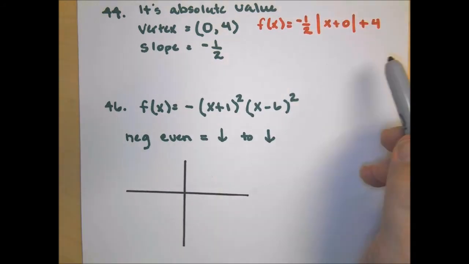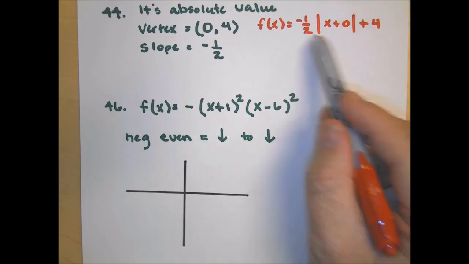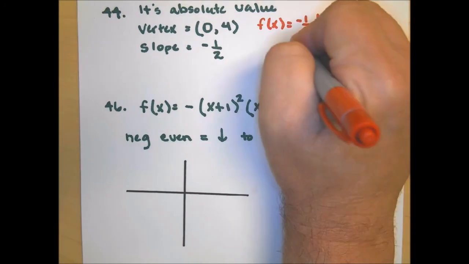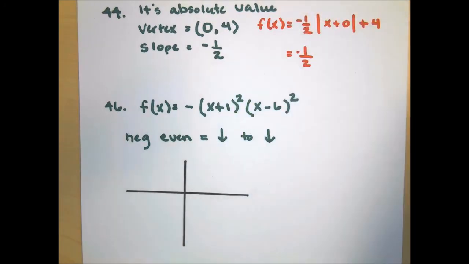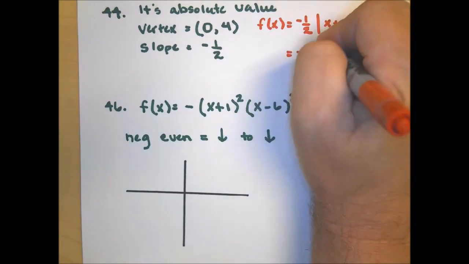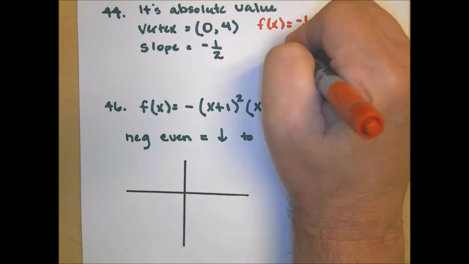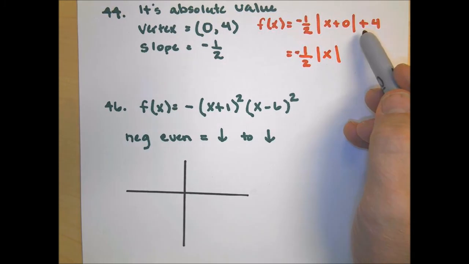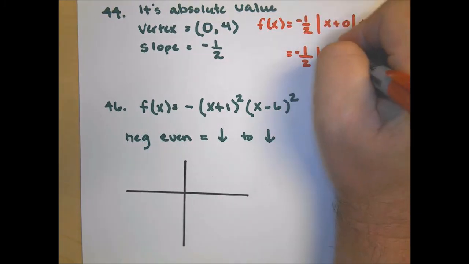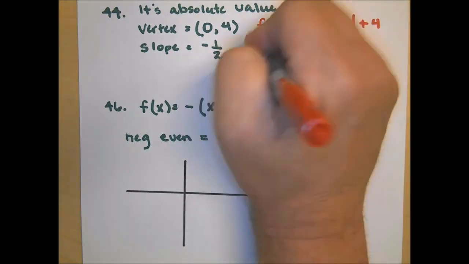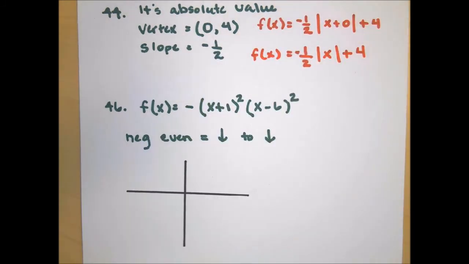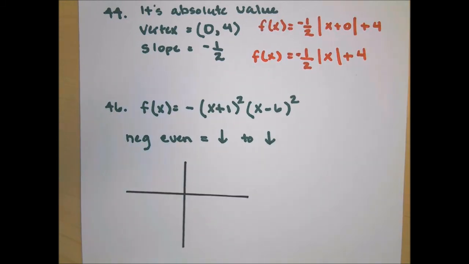Now, since it's going to be a multiple choice question, I doubt if you're going to see it like this. You're going to see it like this, -1/2, and then all you're going to see is the absolute value of x. You're not going to see x plus 0. And then you're just going to see the plus 4. So f of x equals that equation. All right, problem number 46.